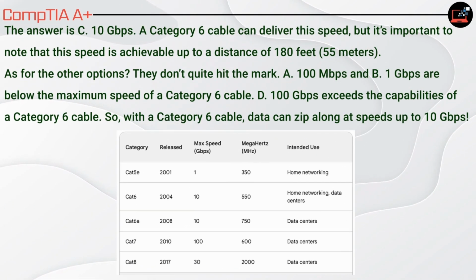The answer is C. 10 gigabytes per second. A Category 6 cable can deliver this speed, but it's important to note that this speed is achievable up to a distance of 180 feet, equivalent to 55 meters. The other options don't quite hit the mark. A. 100 megabits per second and B. 1 gigabytes per second are below the maximum speed of a Category 6 cable. D. 100 gigabytes per second exceeds the capabilities of a Category 6 cable. So, with a Category 6 cable, data can zip along at speeds up to 10 gigabytes per second.